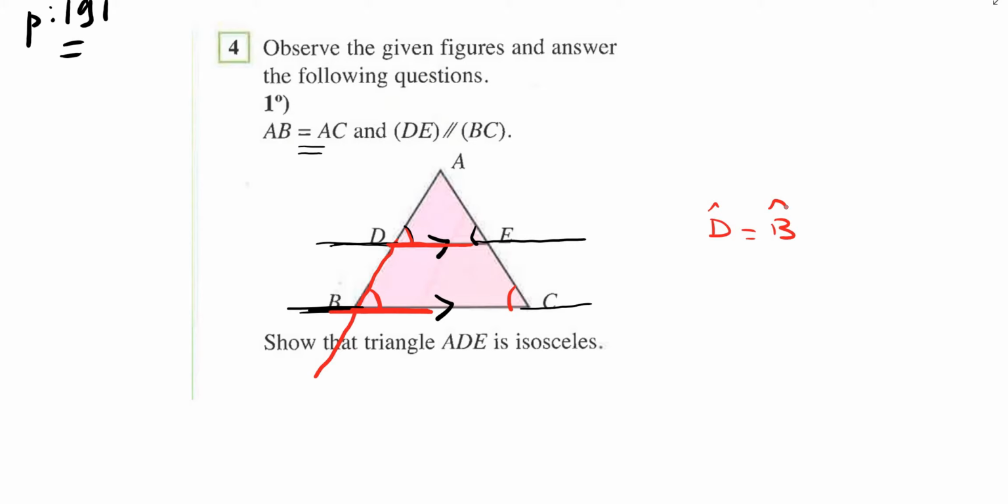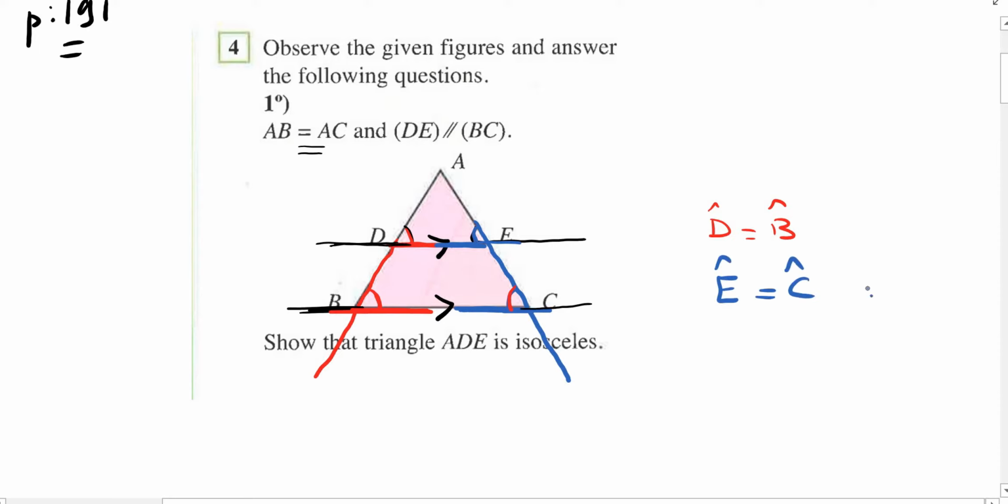On the other side, I can also take the upside down F. So this is the upside down F, and this would help me to say that angle E is equal to angle C, and these are also corresponding angles. So E is equal to C, and these are corresponding angles.